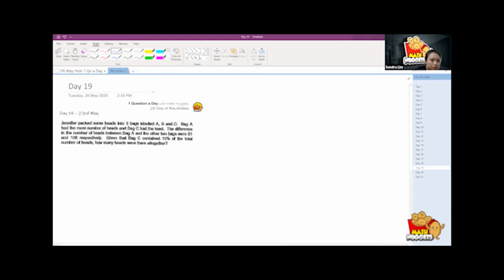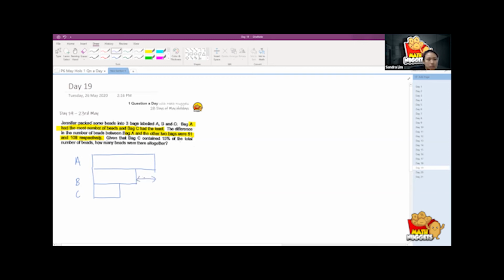So we know there are 3 bags. A had the most, C had the least. And we know the difference between A and the other two bags were 51 and 108. Now, if I were to draw it in the model form, A, B, and C, A had the most, B, probably something like that, and C had the least. Then they tell us the difference between A and the other two bags would be 51 and 108.